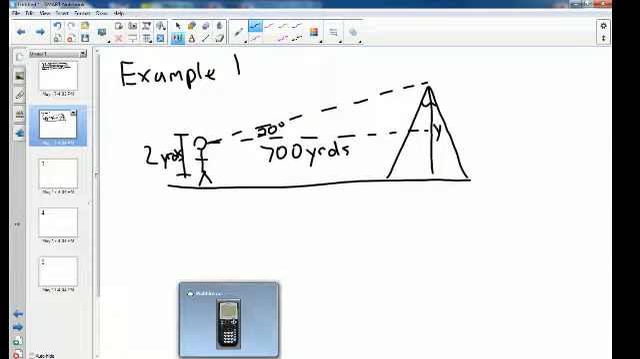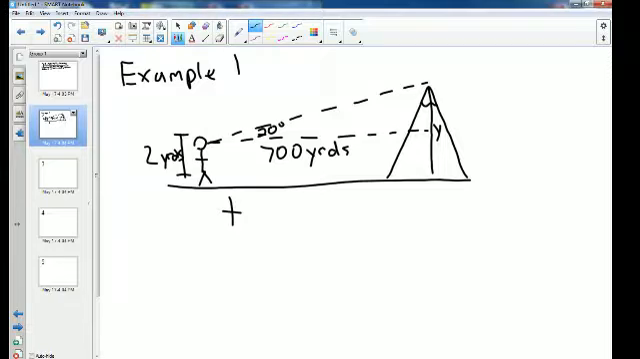Okay, so to find this, you do tan 20 equals y over 700. So the tan 20 is right here because we're finding the opposite over adjacent, and the angle of degree is 20, so that's why the 20 is right here. And then the y is the length of the mountain, and 700 yards is the distance between it. Okay, so tan of 20 equals, hold on, I'll do it on the calculator.